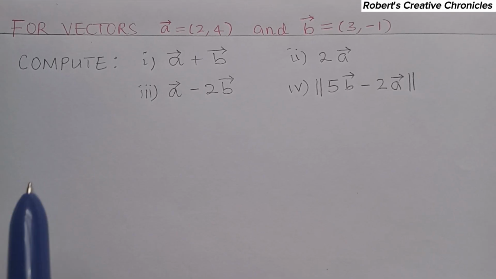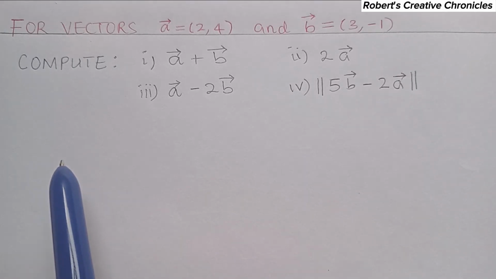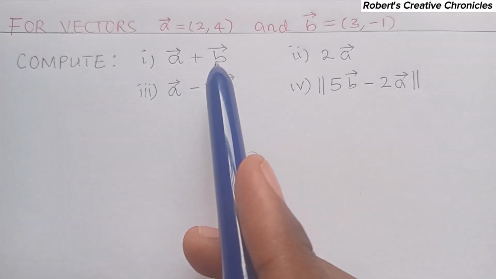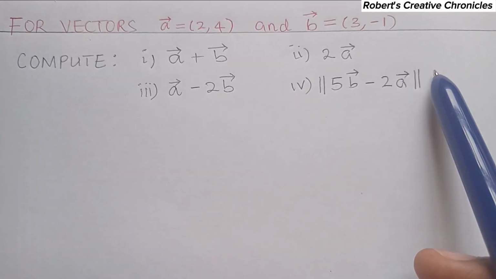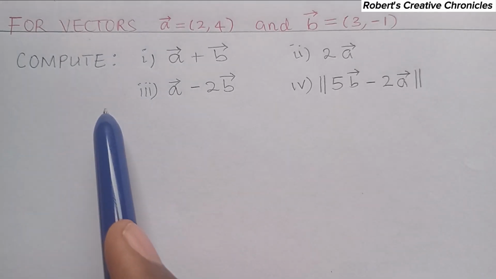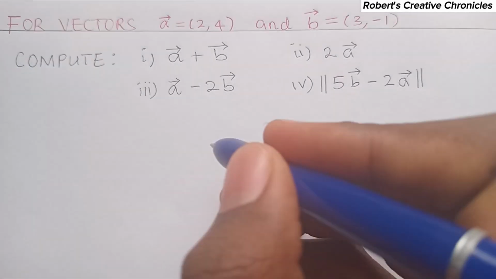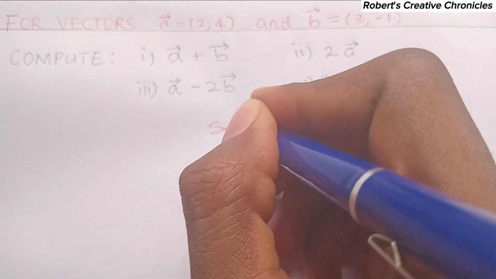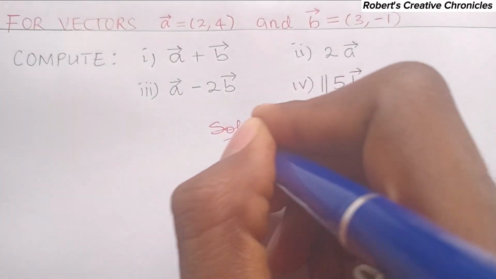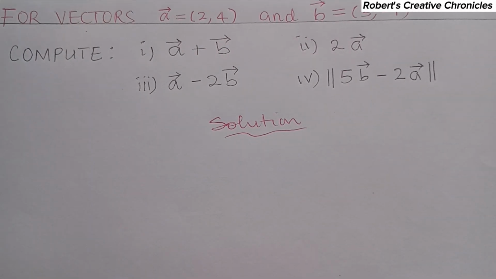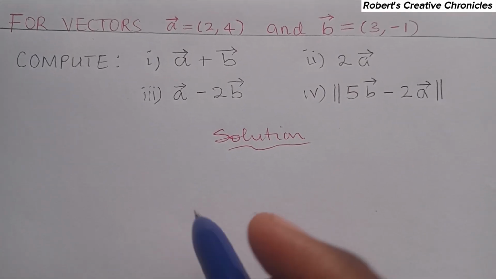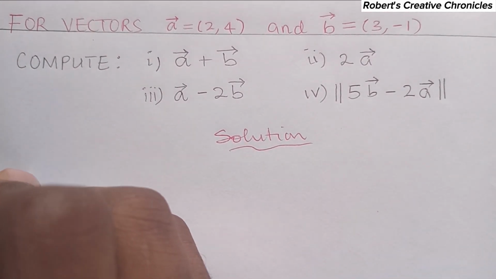So today we'll be solving this question, which states that for vectors A equals 2 and 4 and B equals 3 and negative 1, compute this. So, solution. Now we'll start with the first one, part i.